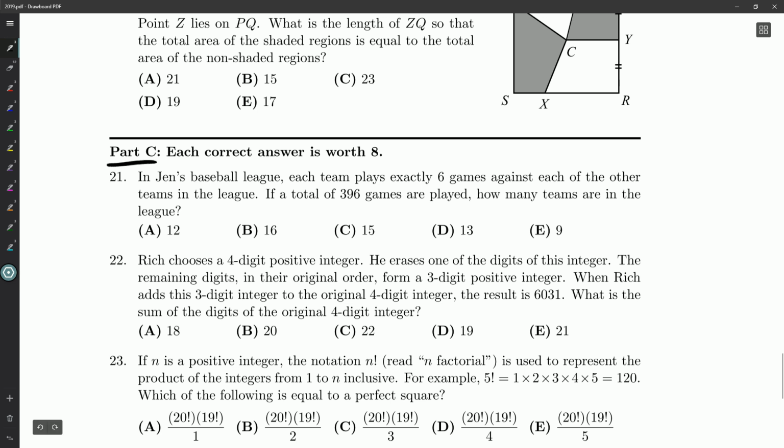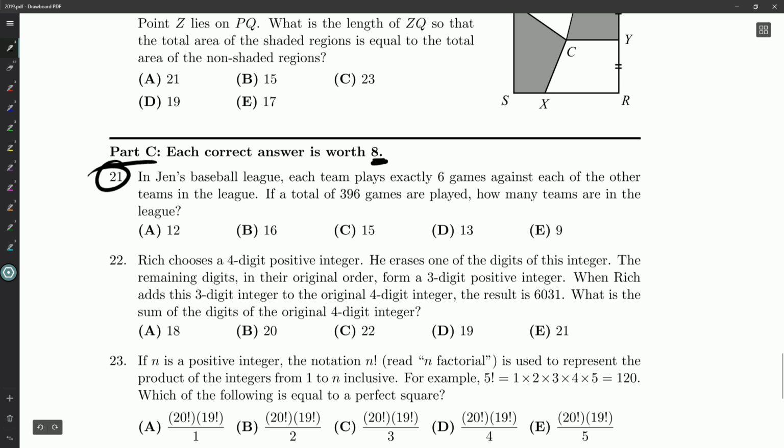We're going to be starting Part C on our 2019 Grade 8 Gauss paper. In this video with question 21, one thing to note about the Part C questions, all five of them are each worth 8. So there's 40 marks up for grabs in this section. These questions should be a little bit harder.